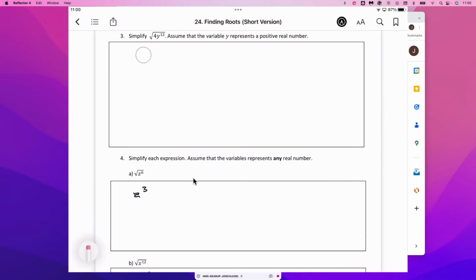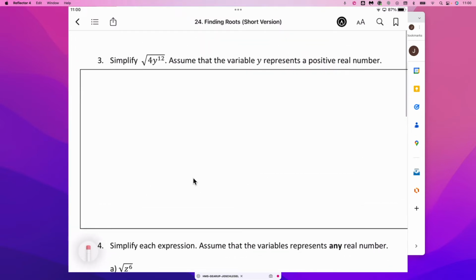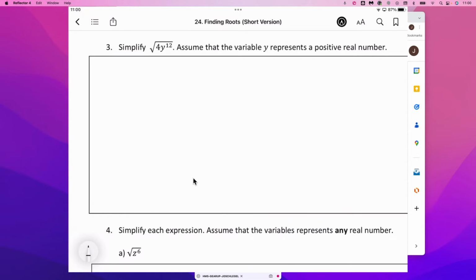I'll clean up my work here. I was just doing this work ahead of time so that I knew what I was doing. And so we've got 4y to the 12th. And what we need to do is treat the number and the variable separately in this case. Square root of 4 is 2. Square root of y to the 12th, we're looking for something times itself that would make y to the 12th, and that is y to the 6th, because 2y to the 6th times 2y to the 6th is equal to 2 times 2 makes 4, and y to the 6th times y to the 6th, we add the exponents, we get y to the 12th.